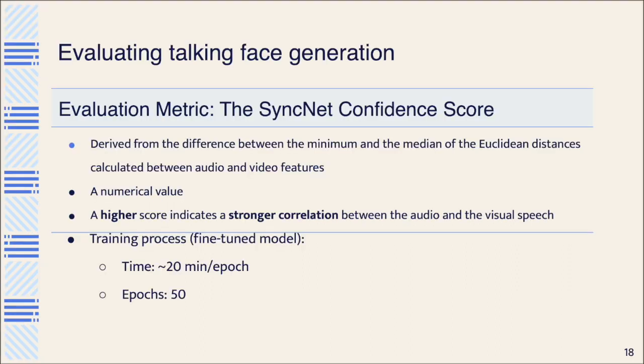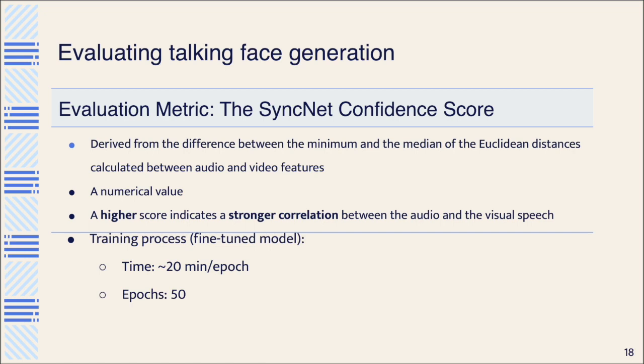Here is a summary of our experiments and results. The main evaluation metric we used is the SyncNet confidence score, which is derived from the difference between the minimum and median of the Euclidean distances calculated between audio and video features. It is a numerical value where a higher score indicates a stronger correlation between the audio and the visual speech.